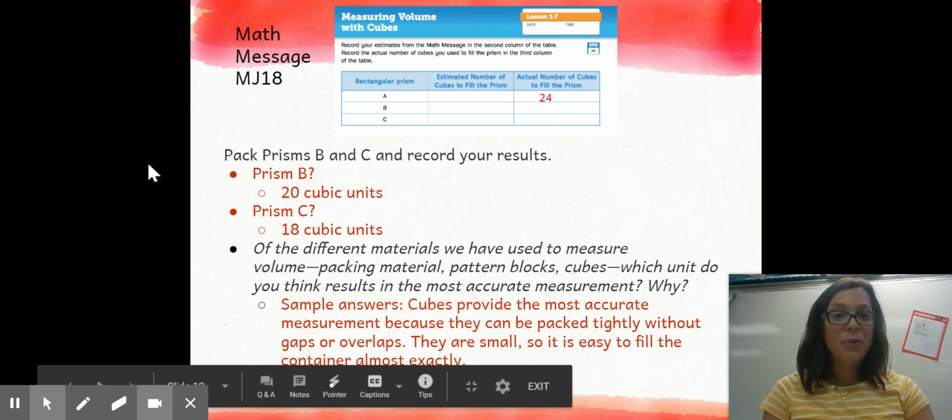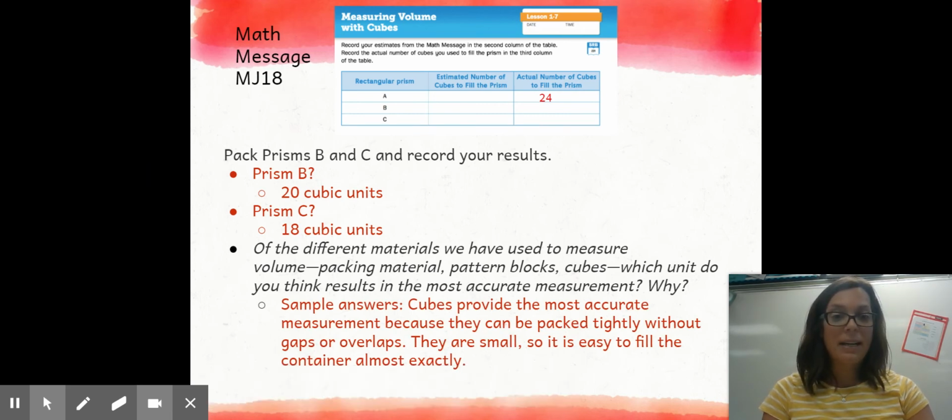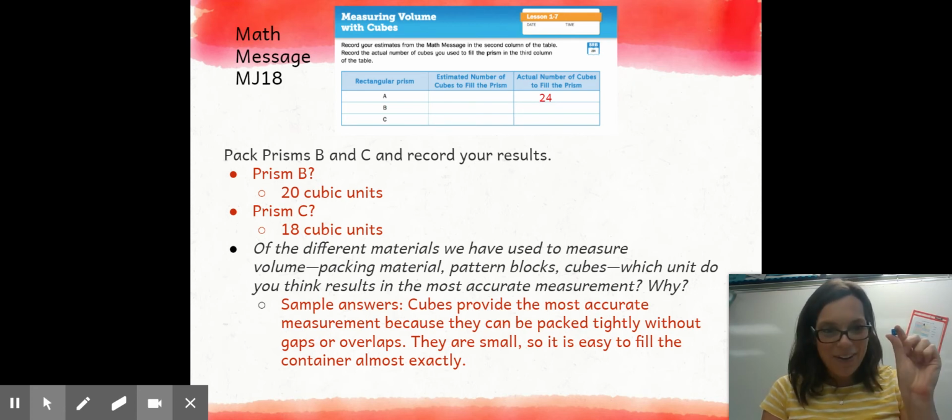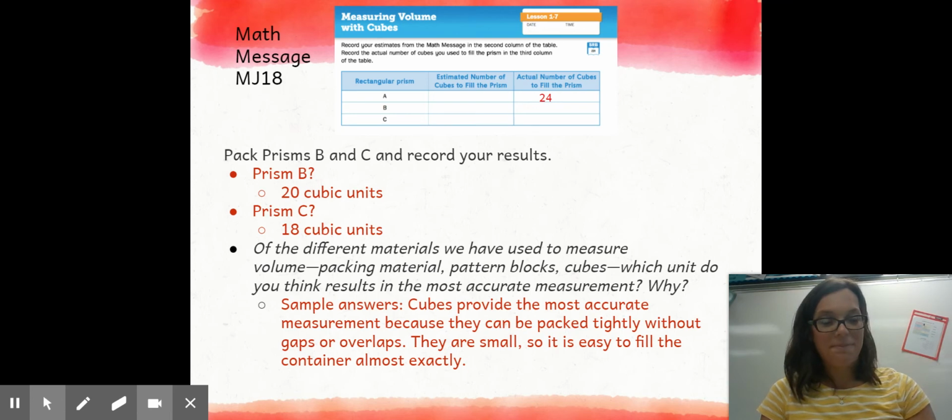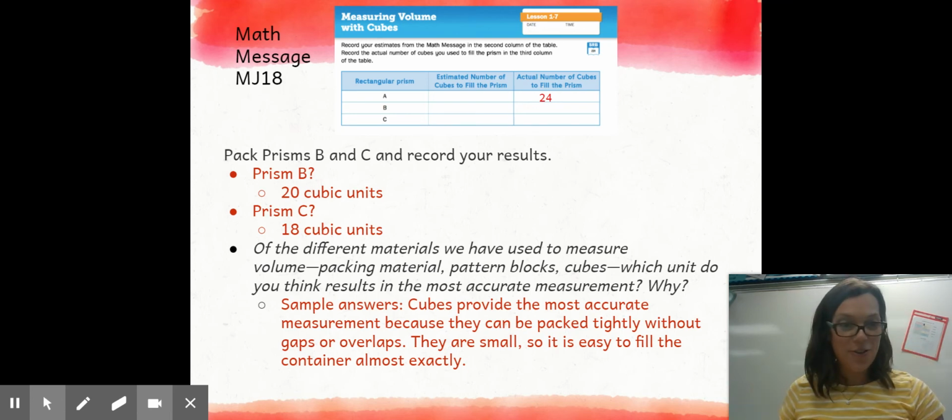Cubes provide the most accurate measurement because they can be packed tightly without gaps or overlaps. They're small, so it's easy to fill the container almost exactly. I will ask you all year about this question, so remember, ingrain it in your head. Why are cubes better to measure for volume? Because there are no gaps or overlaps and they fit into the corners nicely. Just drill that into your head, okay, fifth grade?